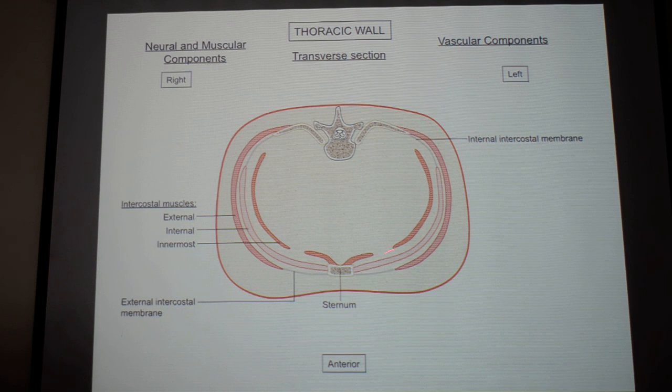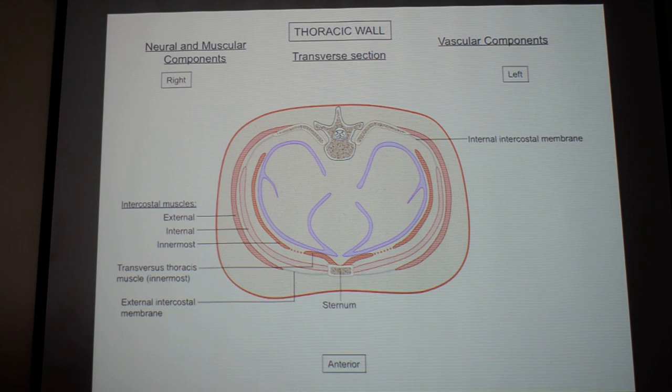So there is a muscle anteriorly, and we name it differently. We call it transversus thoracis, and then it's connected with dotted lines. That has some meaning. So the transversus thoracis muscle is part of the innermost layer. Right?